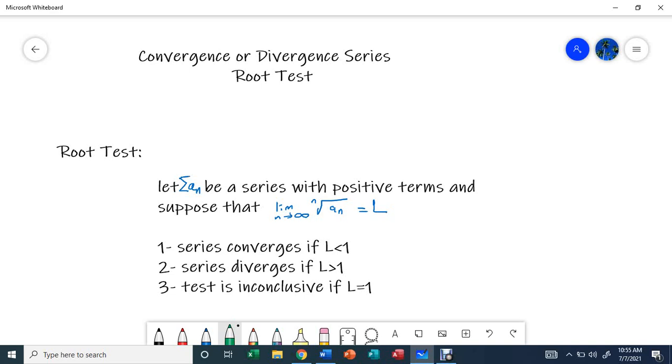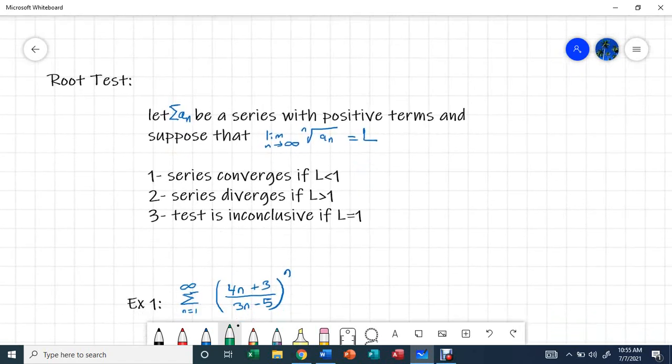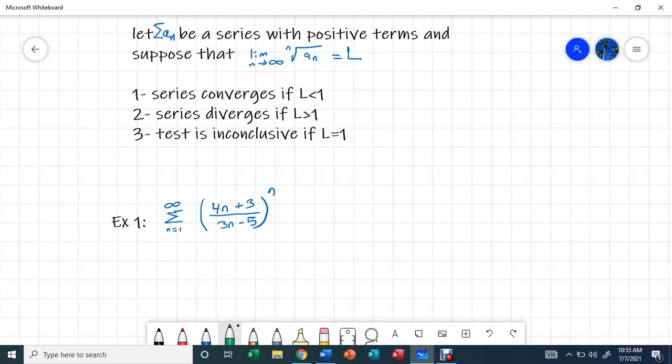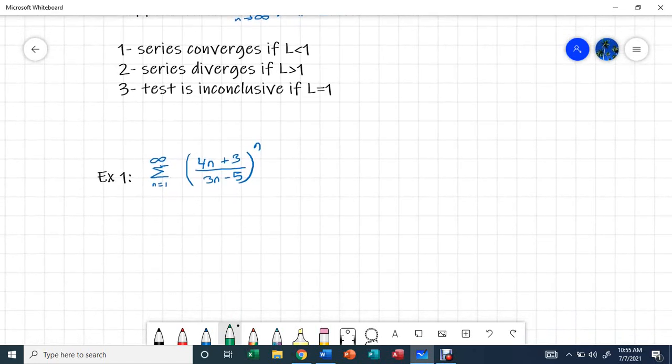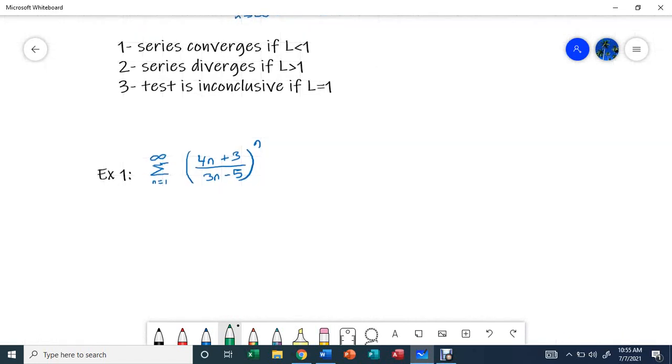So let's do a few examples here so you can see how we can use the root test to answer such questions. The first example is the series from n equals 1 to positive infinity of (4n plus 3) over (3n minus 5), the whole thing to the n. So let's do the root test here and see what we can say about this series.